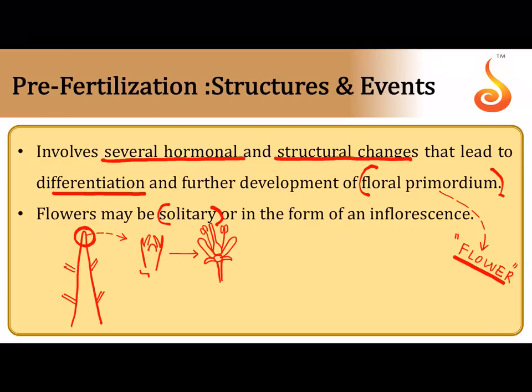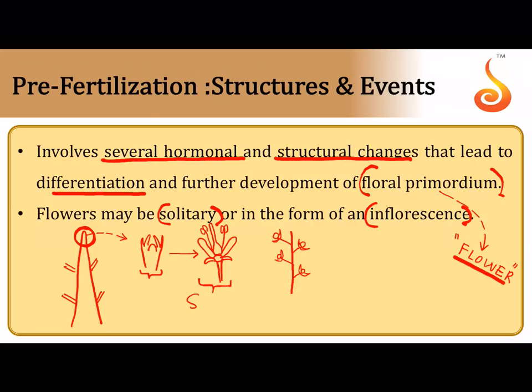It may transform into the floral primordium, which may transform into one single flower, then we refer to it as a solitary, or it may transform into an axis which may have many flowers attached to it, isn't it? So when it has many flowers attached to it, we call these smaller flowers florets, and we call such an aggregation of florets an inflorescence.